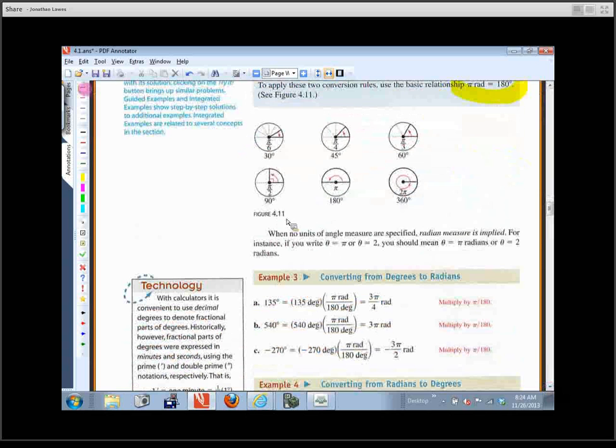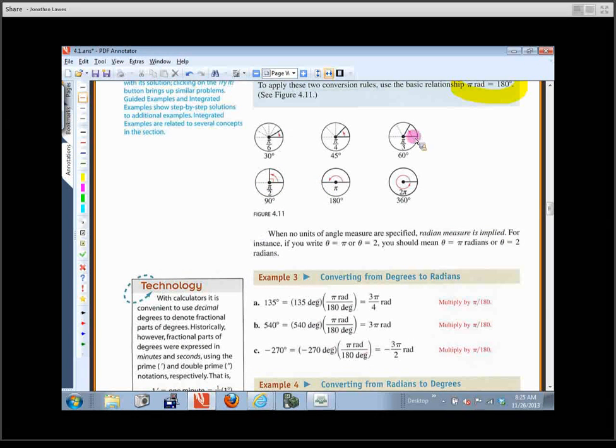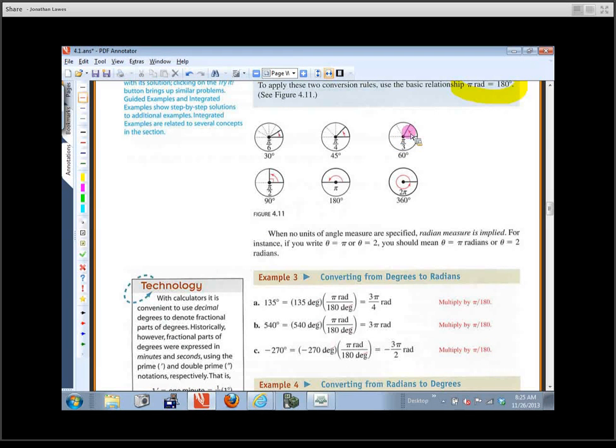So, similar type of picture right here. Again, all the way around the circle is 2 pi or 360 degrees. Top half of the circle is pi radians, or that's going to be 180 degrees. Pi halves is 90 degrees. Pi thirds is 60 degrees. 1/3 of the top half of the circle, 1/3 of 180 degrees is 60 degrees. Pi fourths, 1/4 of the top half of the circle, so that's going to be 45 degrees. And if you divide the top half of the circle into 6 equal pieces, 1/6 of the top half is going to be 30 degrees, or we call that pi sixth.